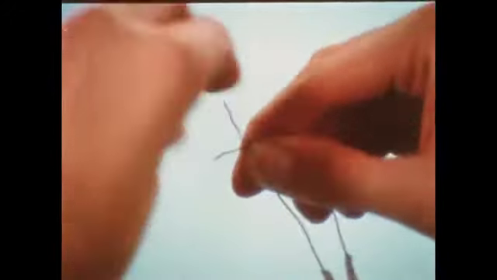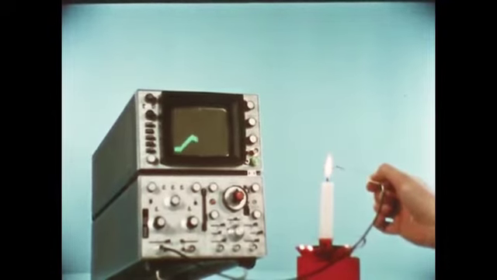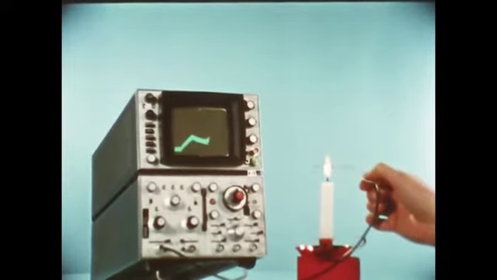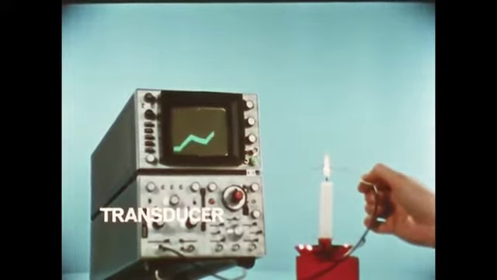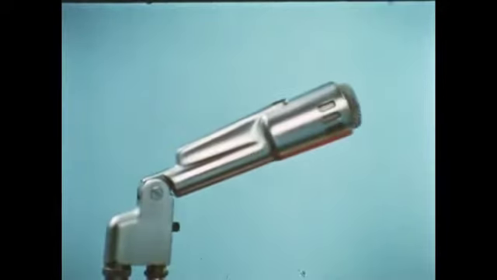These twisted wires produce a small amount of voltage when heated. Since the oscilloscope responds only to voltage, this simple thermocouple is a transducer, allowing us to plot temperature against time on the oscilloscope. To convert sound into voltage, we use a microphone as a transducer.